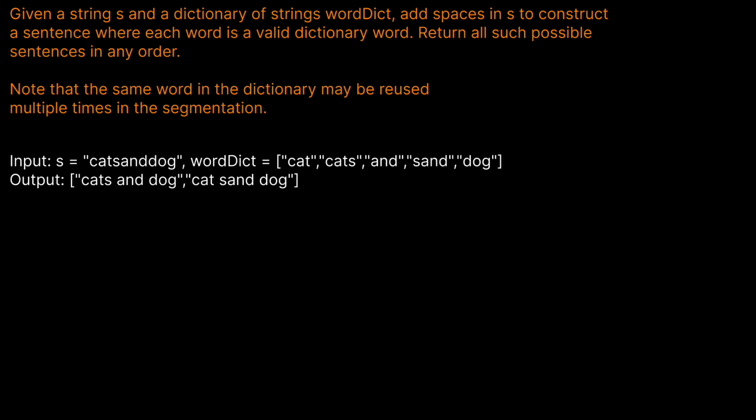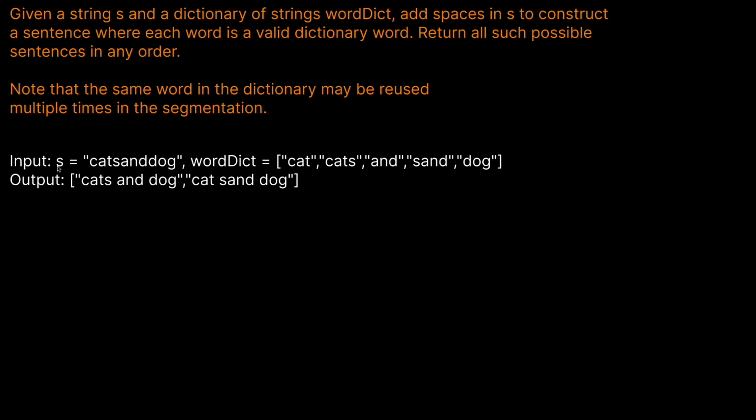That being said, let's read the question prompt. Given a string S and a dictionary of strings wordDict, add spaces in S to construct a sentence where each word is a valid dictionary word. Return all such possible sentences in any order. Note that the same word in the dictionary may be used multiple times in the segmentation.